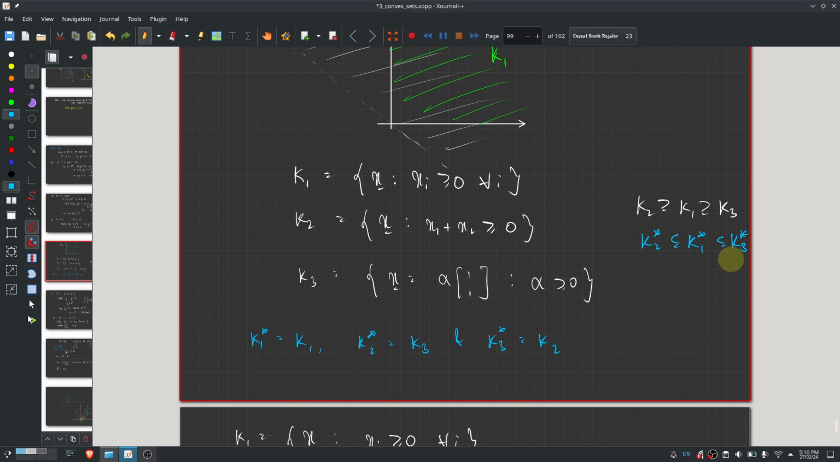Okay. So in this particular example, what is the dual of K2? It turned out to be K3. What is the dual of K3? It's K2 itself, right? Again, take K3. What is the dual of K3? K2. What is the dual of it? It's again itself, right? Similarly, take K1. What is the dual of K1? K1 itself. But is this true for all cones?